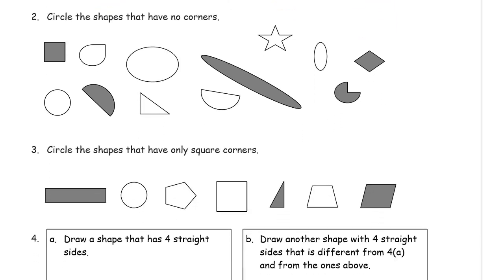Circle the shapes that have no corners. No corners. So, no corners. No corners. That looks like it.